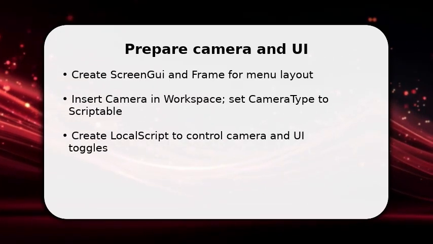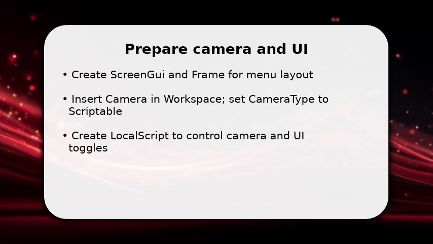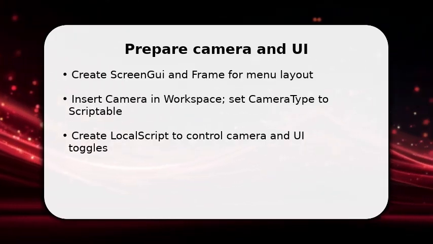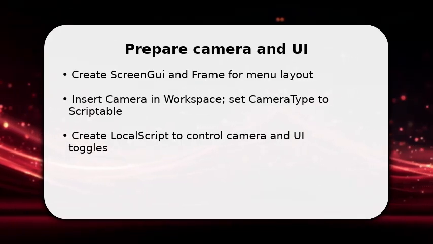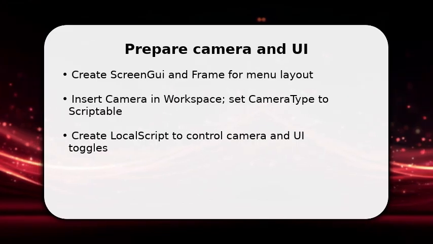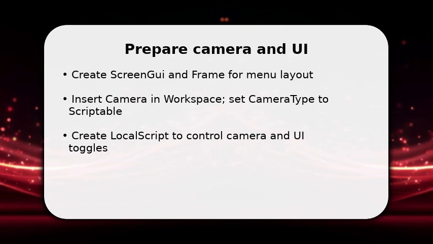In Workspace, add a camera and set camera type to scriptable so you control it with code. Create a local script inside Starter Player scripts to reference both the camera and the screen GUI. Once done, wire simple toggles to show and hide the frame while taking manual control of the camera.